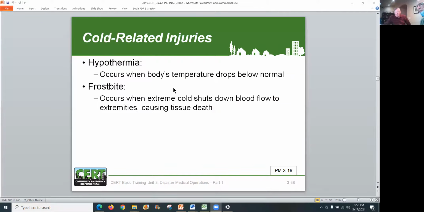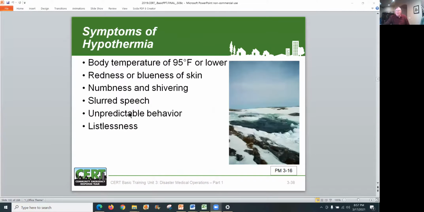Cold-related injuries. When the body temperature drops below normal, what's that temperature, Norm? Well, the normal is 98.6. Okay. My normal is 98.4, okay? Now, frostbite occurs when extreme cold shuts down the blood flow to extremities, causing tissue death. So you don't want to bring it back to normal temperature quickly, because that causes damage. You let it slowly regain its blood flow.